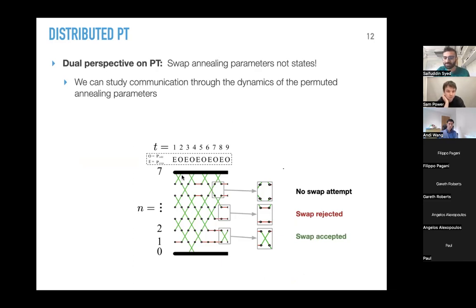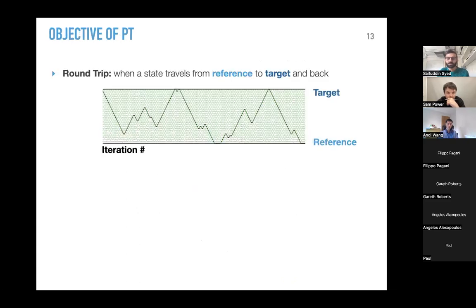So we're going to represent the actual permutations through these types of diagrams where we connect the dots essentially. If a swap is accepted, you will have the traversal occur. If a swap is rejected, the state is going to stay where it is. And if no swap is attempted, then you're just not going to have an interaction at all. So the objective of parallel tempering is to essentially maximize the communication that occurs between the reference and the target itself.